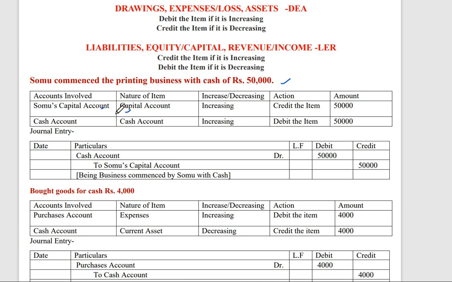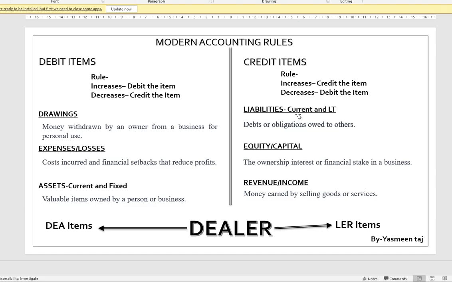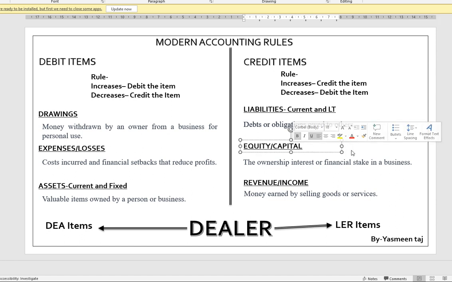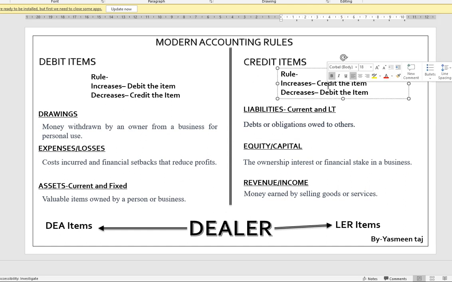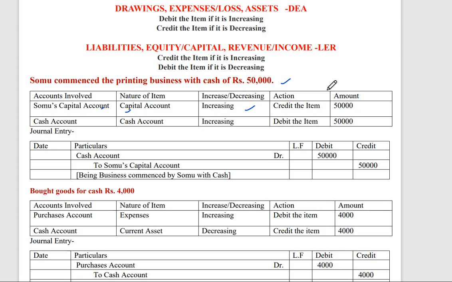As the amount in the business is being invested and the capital is increasing, that item needs to be credited. How are we doing that? By using these modern accounting rules. Here you can see capital or equity. In case of it increasing, we need to credit the item. Here capital in Somu's business is increasing, hence we are crediting the item worth rupees 50,000.